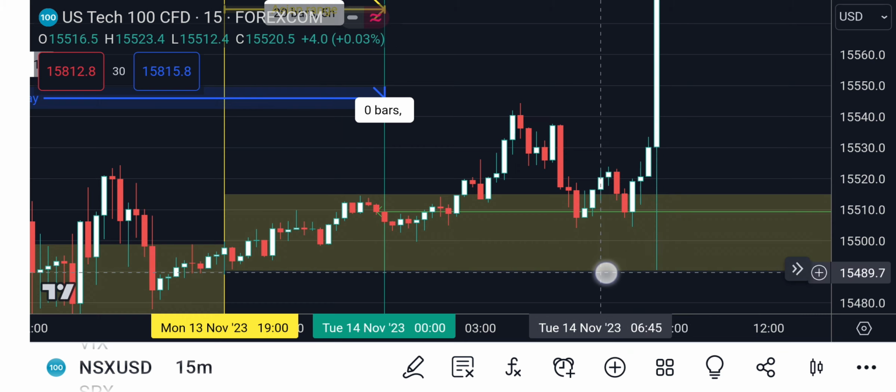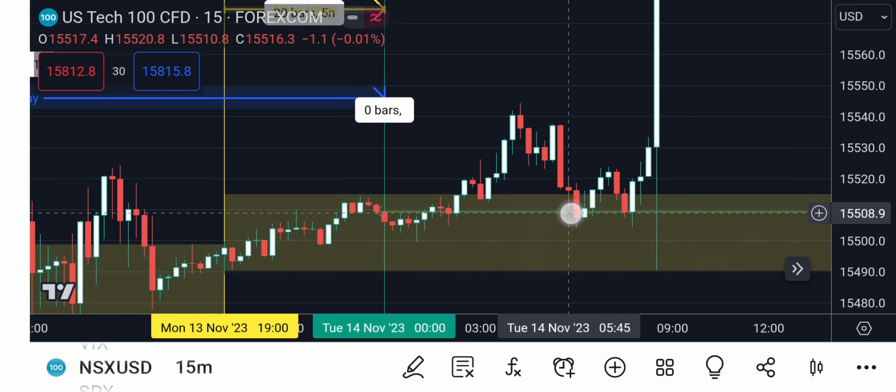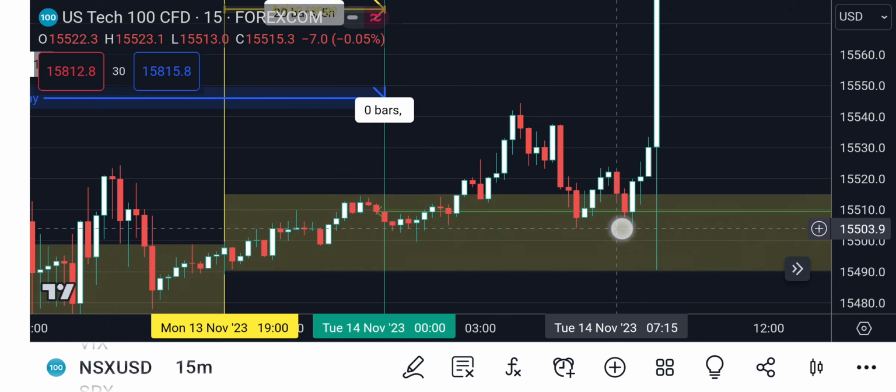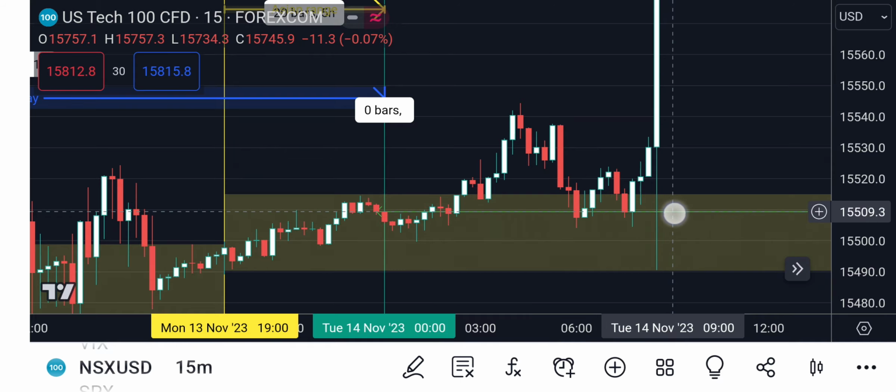Either below this area here, or I'm taking my buy here. From the opening going down, this is where I'm searching, or hunting, for my buys. This is the area where I'm hunting for my buy.